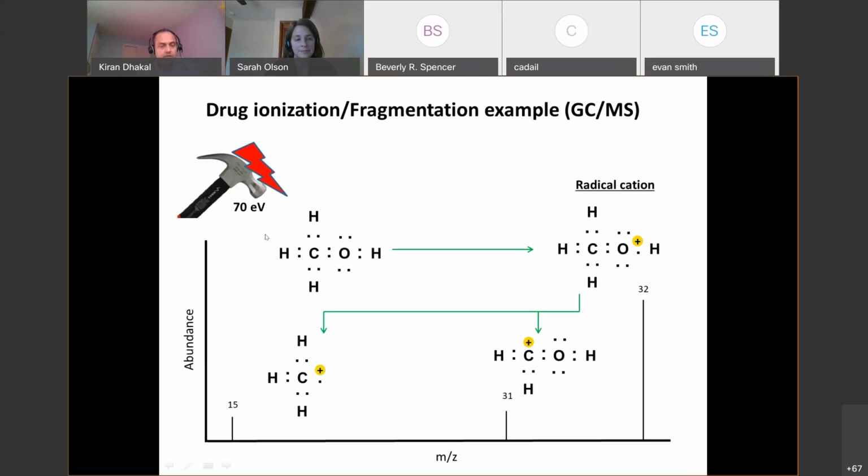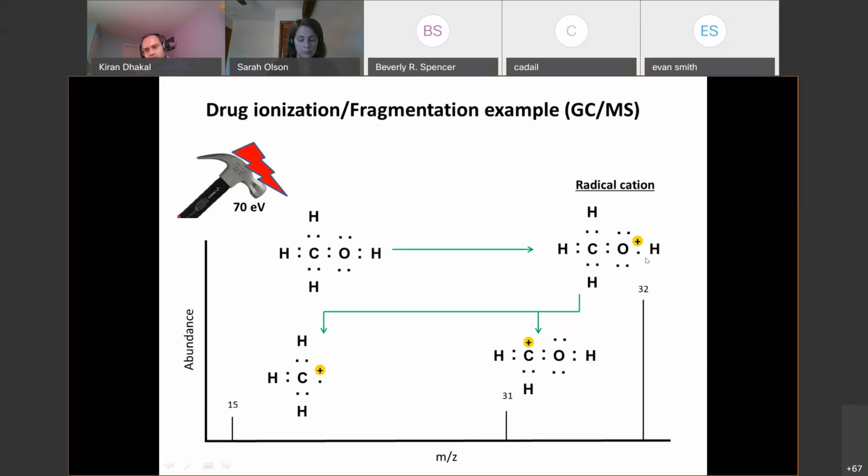When you hit this molecule with a high energy electron beam, which is 70 electron volts, you break off an electron. You're removing one of these electrons and creating a positive charge. Because you just removed 1 electron, the overall mass of this now positively charged cation is 32.